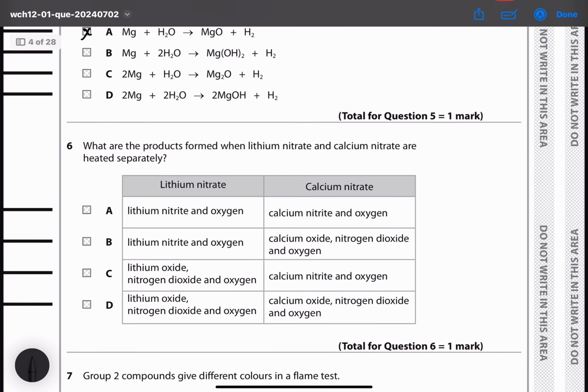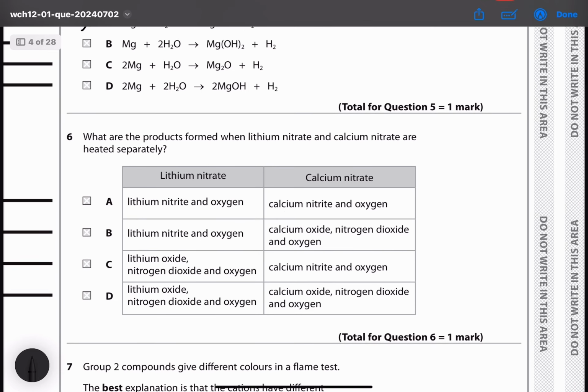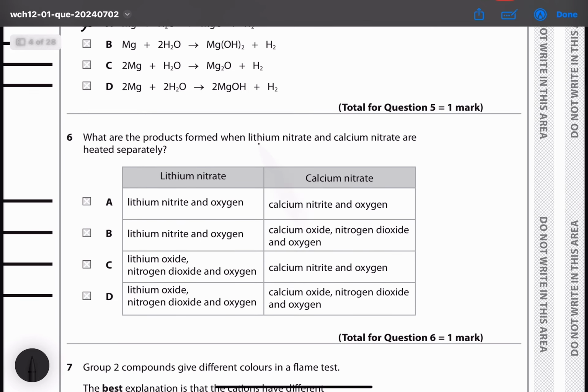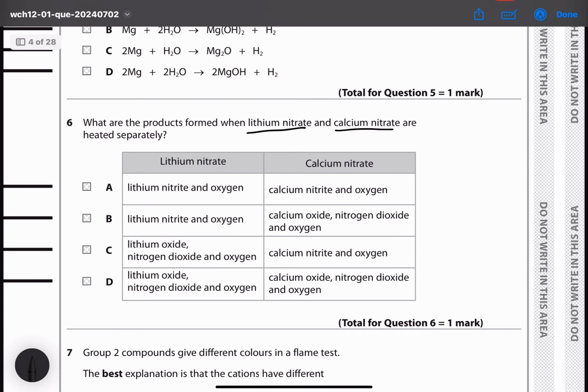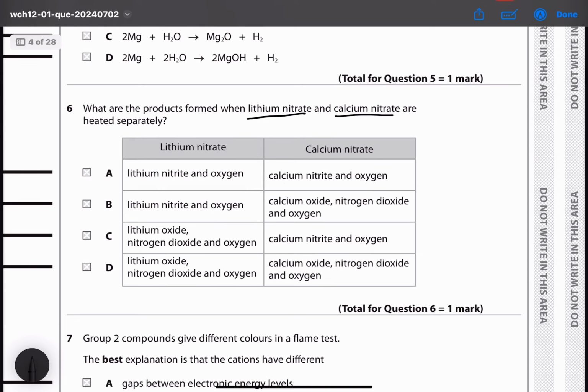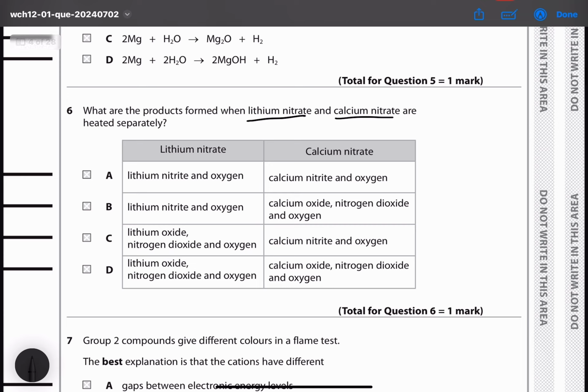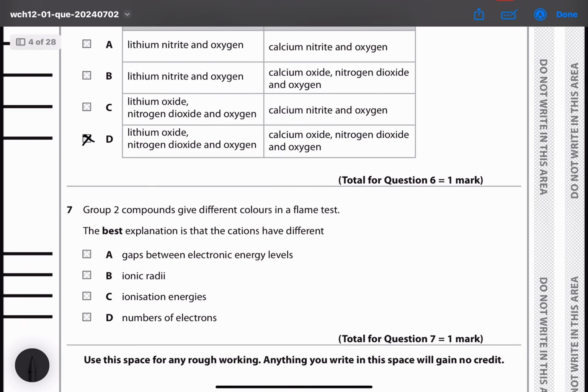What are the products formed when lithium nitrate and calcium nitrate are heated separately? Okay, so lithium nitrate and calcium nitrate, both of them will actually behave the same, because lithium behaves the same as group 2 nitrates. So that's why both of them will have the same observations. So we see that lithium oxide, nitrogen dioxide, and oxygen are going to be produced. This is the only option that shows that they have the same observations. So option D is the answer.